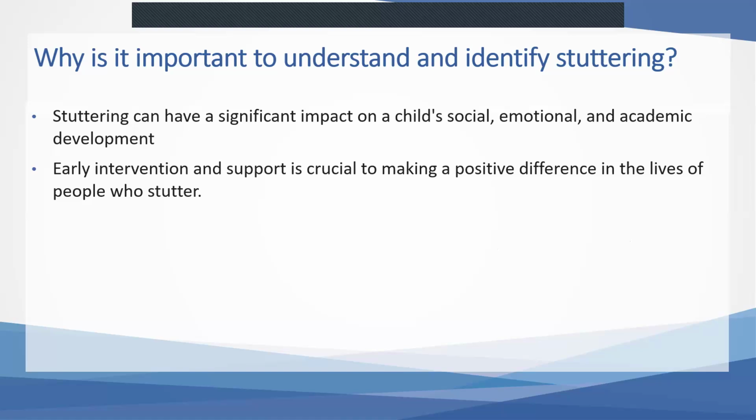So why is it important to understand and identify stuttering? Well, stuttering can have a significant impact on a child's social, emotional, and academic development over the course of their lives. Early intervention and support is critical to making a positive difference in the lives of people who stutter.